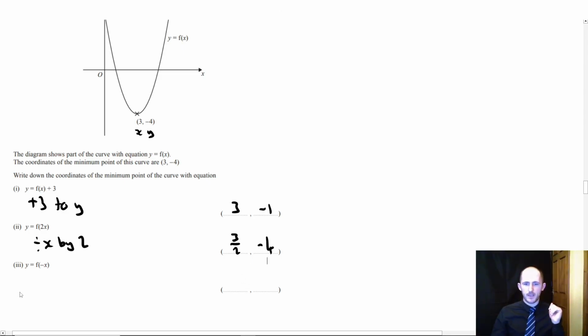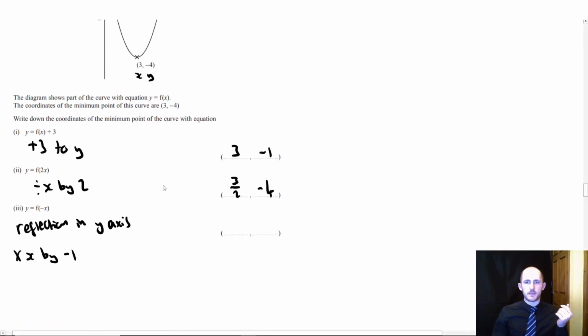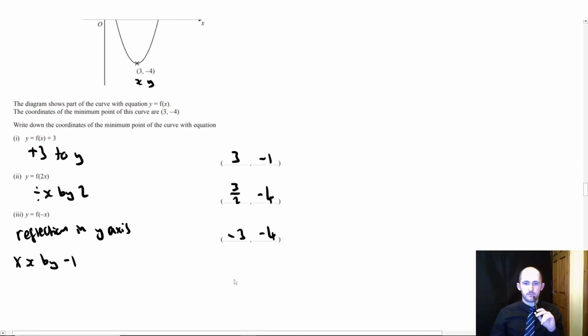Okay. And then lastly, the -x. I did tell you that this is also known as a reflection in the y-axis. However, the easy way to think of it is you're timesing or dividing x by -1. So all you want to do is make x the opposite sign, right? So in this case it's going to be -3, -4. And that's it. So again, hopefully that's just a recap of what we had before.